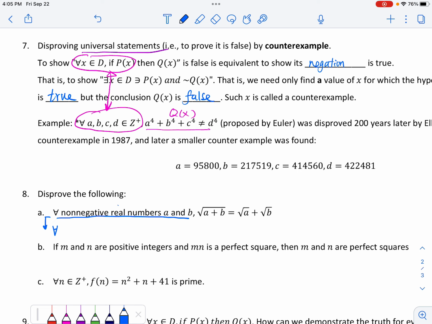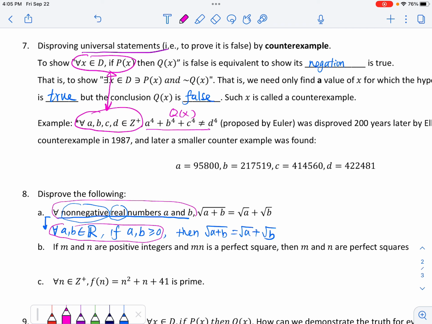So I see two adjectives here. One is non-negative number, the other one is real number. So obviously, real number is the larger set. So I'll begin with for all a, b real numbers. Because if a, b are non-negative, that means greater than or equal to 0, then square root of a plus b equals square root of a plus square root of b. So please note that these two combined is equivalent to this whole thing, right?